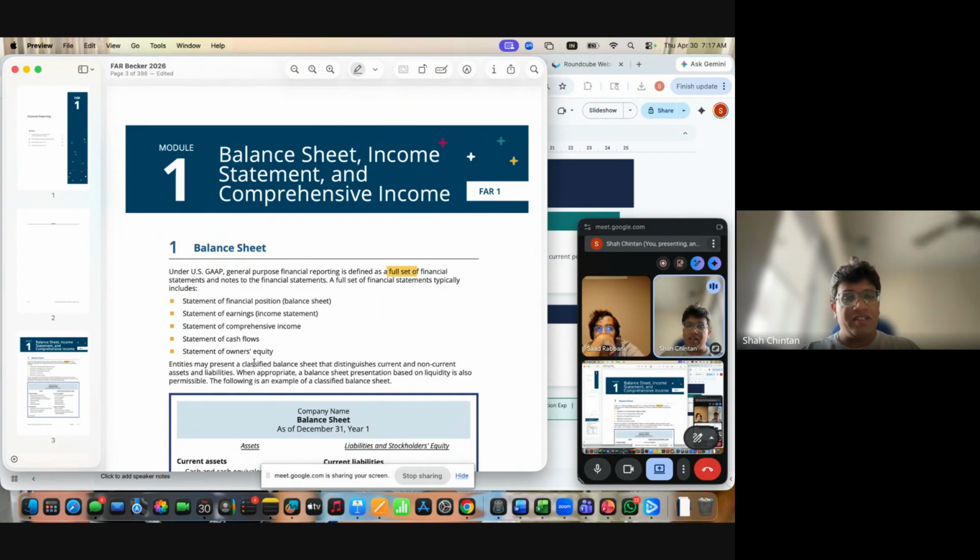Now, further, you classify your balance sheet into current and non-current liabilities. Here is a very, very important catch we saw in the first session. Current means 12 months or the operating cycle, whichever is more. So it's not always 12 months. It depends on the company's operating cycle.